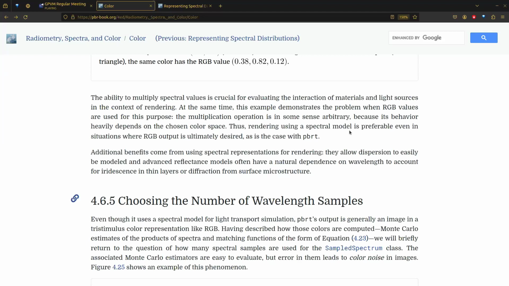Look at this here. Additional benefits come from using spectral representations for rendering. They allow dispersion to easily be modeled in advanced reflectance models, which often have a natural dependence on wavelength to account for iridescence and thin layers of diffraction from surface microstructure. That's actually kind of what I've been looking at this stuff for, wavelength dependent refraction.